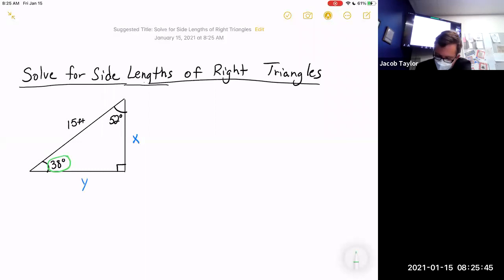So if 38 is the angle, that would make, of course, 15 the hypotenuse no matter which angle I pick. X then would be the, well, yes, it's a leg, that's true, but I'm looking for opposite or adjacent. X is opposite, and y is adjacent. Now I decided that I want to solve for x first, so I'm going to need to use one of my trig functions that has opposite in it.